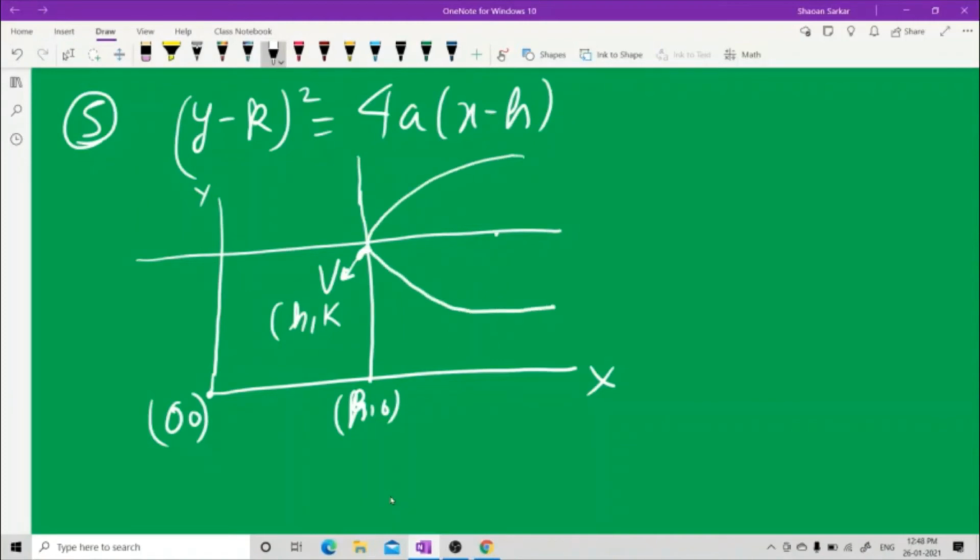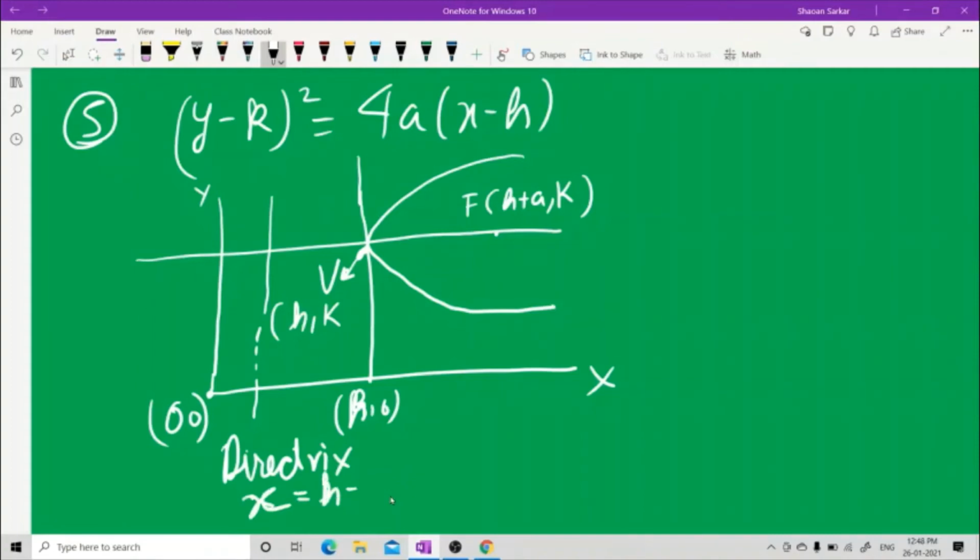This will be our focus, h plus a comma k, and this is going to be our directrix, x equals h minus a.